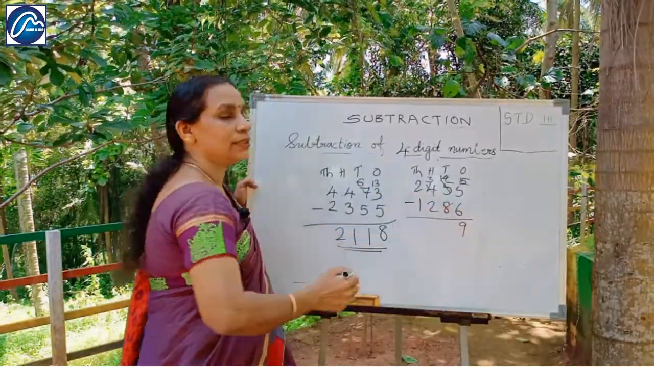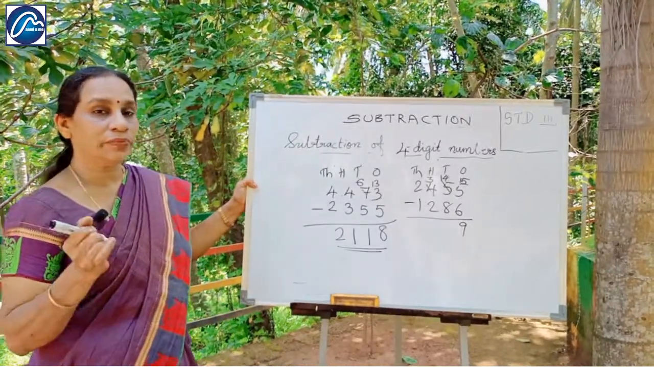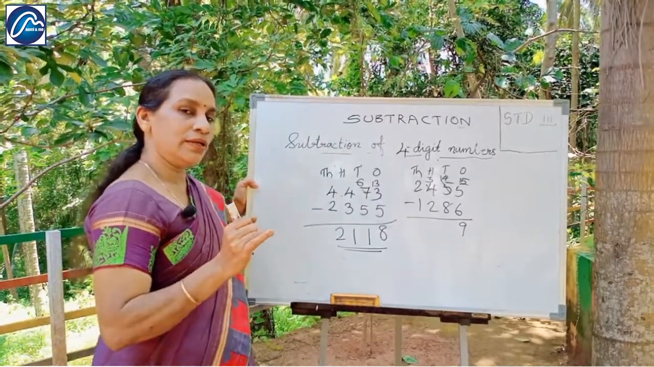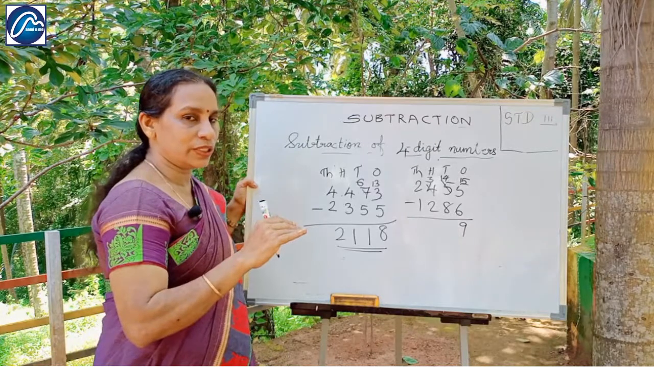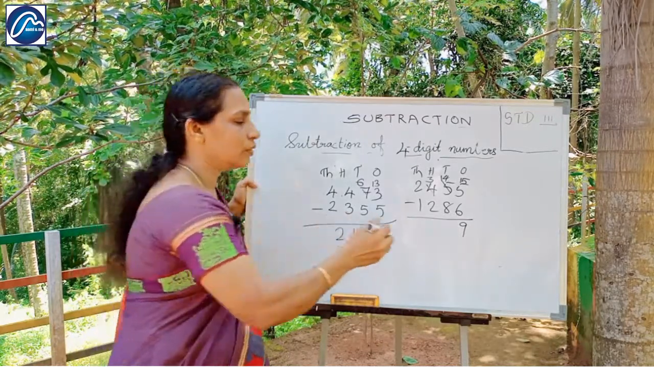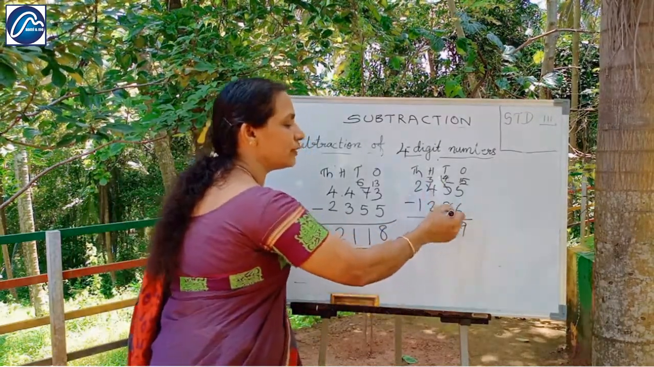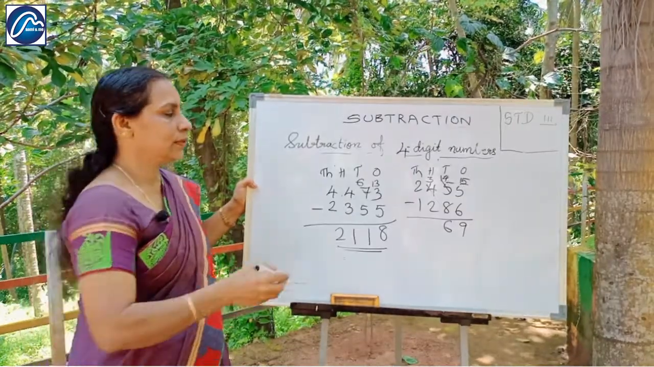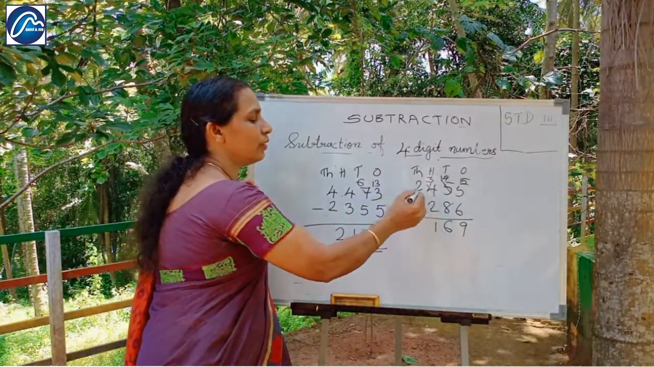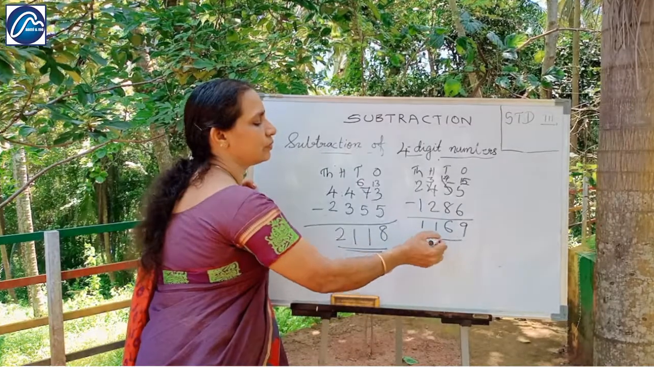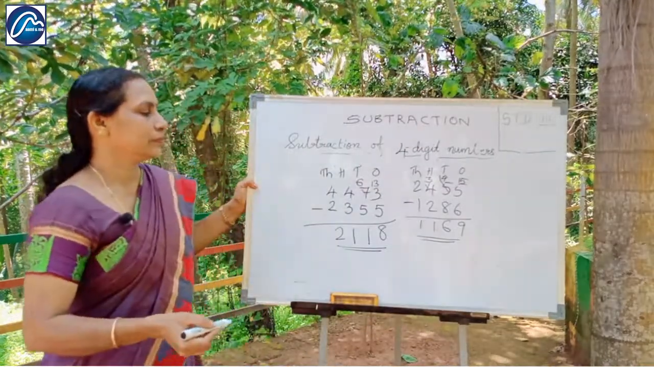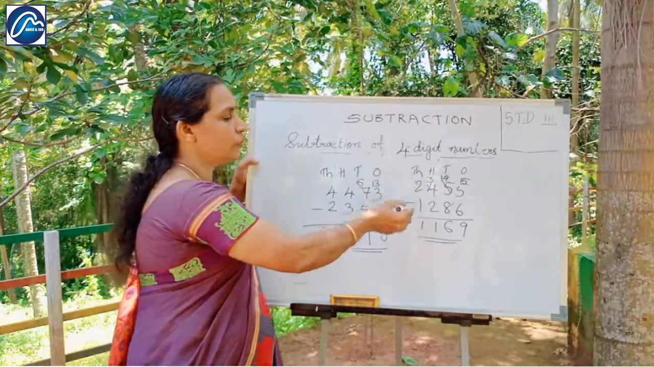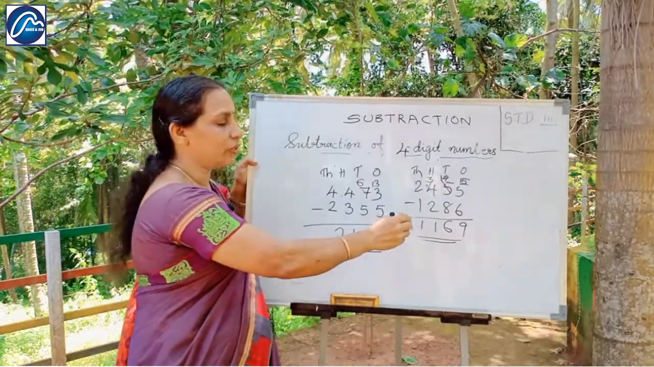14 minus 8. You know, 8 plus 2 is 10, then 10 plus 4 is 14. 2 plus 4, total 6. 14 minus 8 is 6. Then 3 minus 2 is 1. 2 minus 1 is 1. So the answer is 1,169.